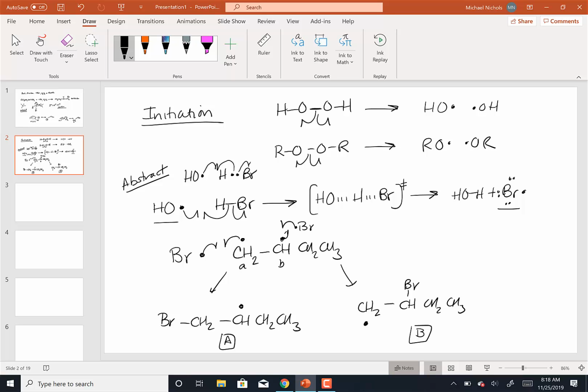Okay, what is A? What kind of radical is A? Primary, secondary, or tertiary? A is secondary. It's a secondary radical. What is B? B is primary. Which radical is more stable? Secondary is more stable. So that means I'm going to form the secondary radical more often than the primary radical.